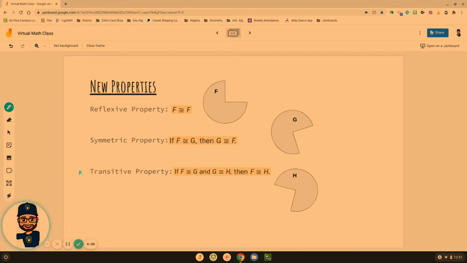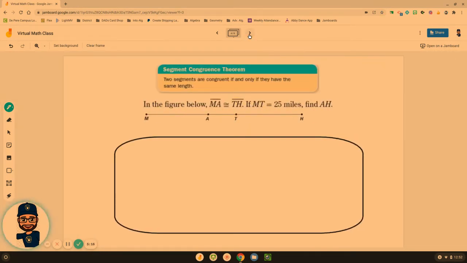Last but not least, and probably one of the larger ones that we will use, is the transitive property, which tells me if I know that F is congruent to G, and I also know that G is congruent to H, I can skip and just say F is also congruent to H. It takes these three parts and ties them together into one. Make sure you know those properties. Now, from there, we get into the segment congruence theorem. This theorem states that two segments are congruent if and only if they have the same length.